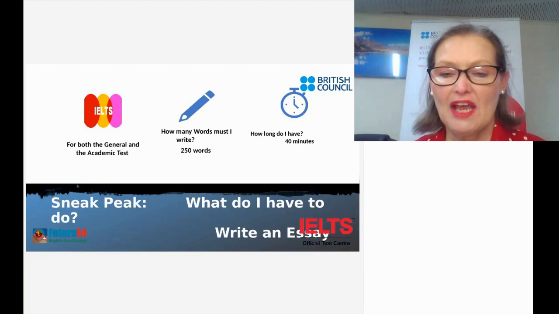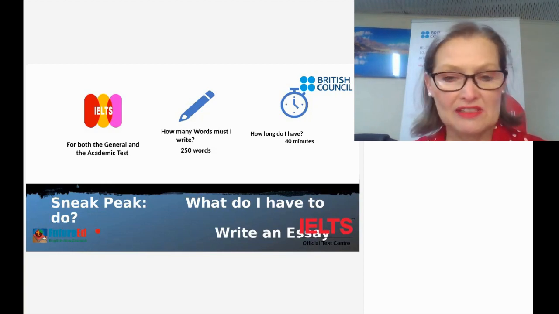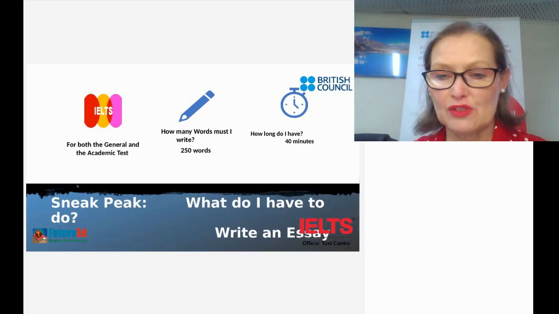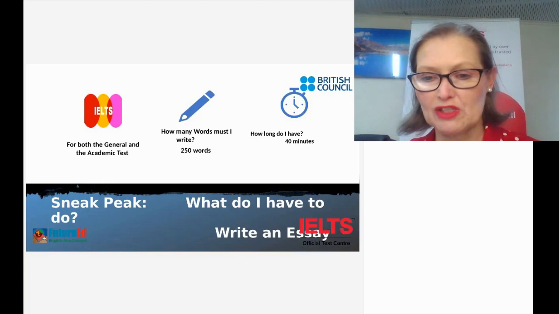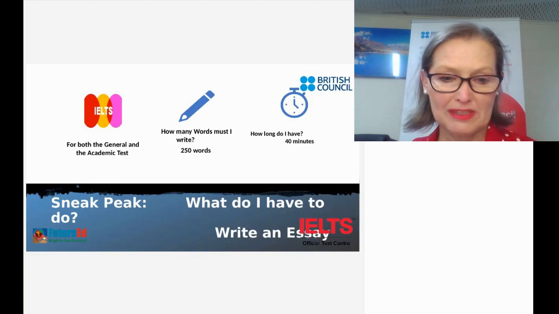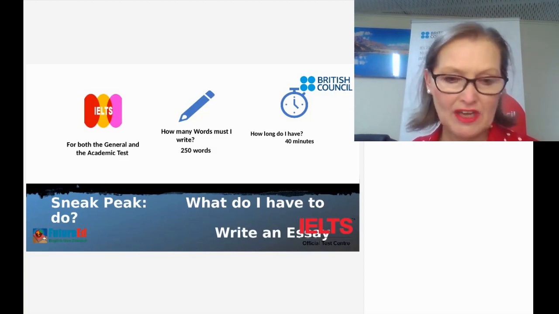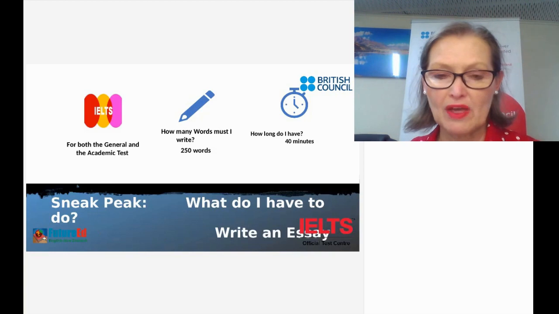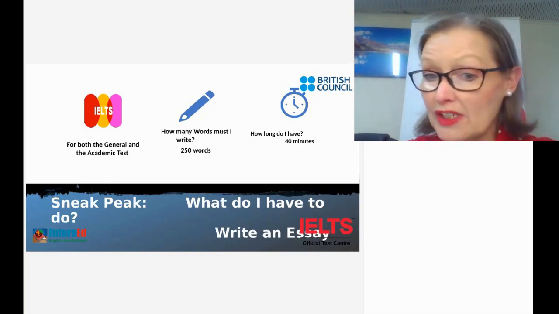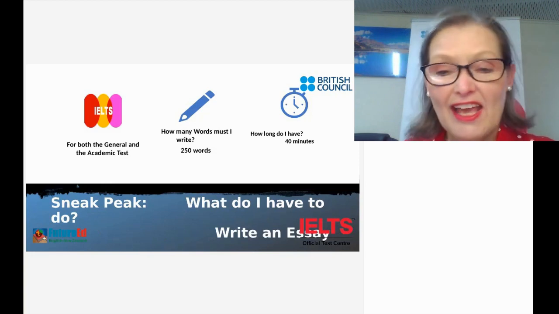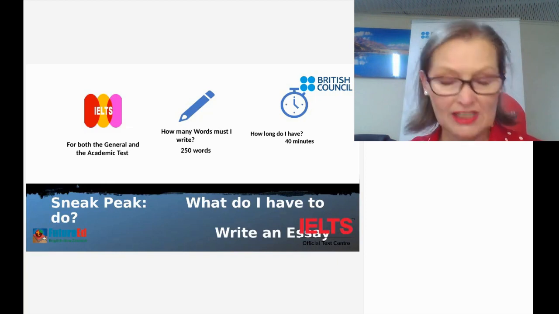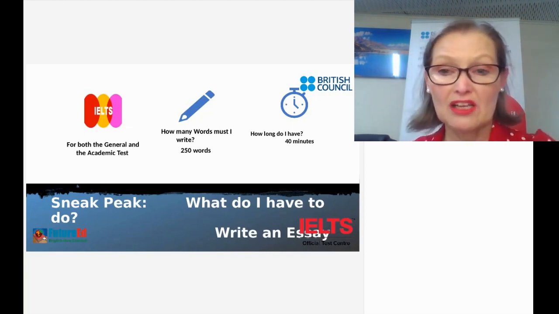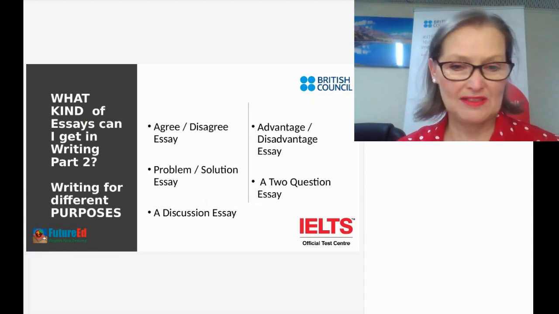So for both the general and academic IELTS writing test, we need to do two things. We need to write 250 words. And we need to be able to do that in 40 minutes. If we're very clever and we organize our time really well, what we could do is we could write task 1 in 15 minutes. And then that would give us an extra 5 minutes to write task 2. And task 2 is really important because it's worth twice the marks.